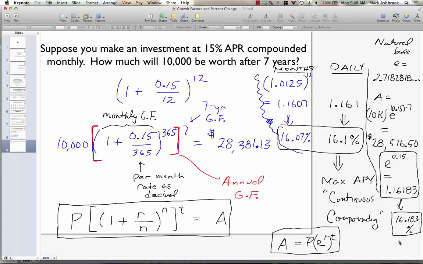Right, because it compares to over here. Our monthly growth factor, remember, was 1.1607. Daily was 1.1621. So now every moment, continuous, 1.16183. But you get it a different way because now it's continuous compound. Use that instead of that. Natural base.